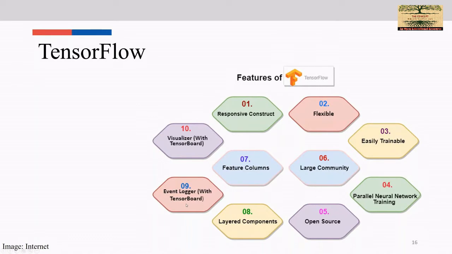Event logger with TensorBoard. That means whatever is happening during your training can be dumped into a file, and later on you can visualize it. You can use it in your paper or anything. I'll come back to it later. You can visualize it in a very easy manner with another tool that is called TensorBoard. So that's why TensorFlow has a lot of popularity. So if you are starting your research in machine learning, TensorFlow is the best choice for the beginner.